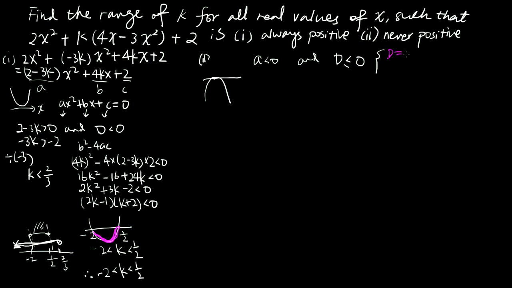The first case is d equals 0, so the graph is touching the x-axis at one point. The other case is d less than 0, so the graph may look like this. We shall include both cases, because never positive means it could be 0 or negative, or purely negative.